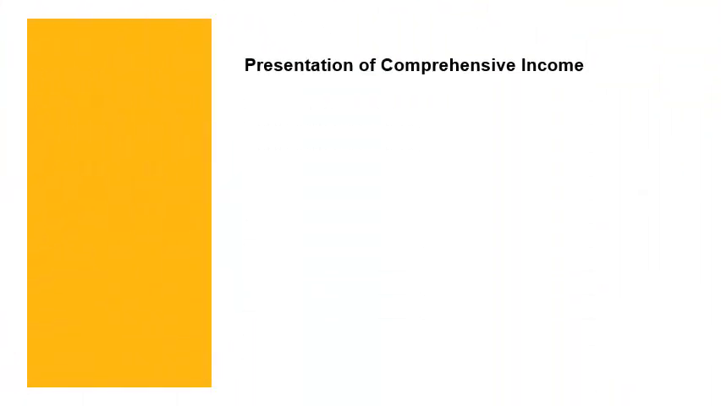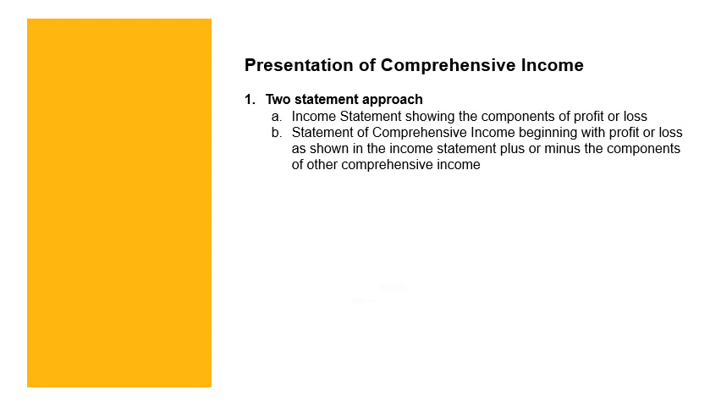Presentation of comprehensive income. We have two presentations. First, the two-statement approach. This means there are two statements. The first statement, letter A, is the income statement showing the components of profit or loss: total income less total expense, the net income or profit or loss. So that is the first statement. Then letter B, the statement of comprehensive income, another statement, because this approach has two statements. The statement of comprehensive income starts with the profit or loss or net income computed in letter A.